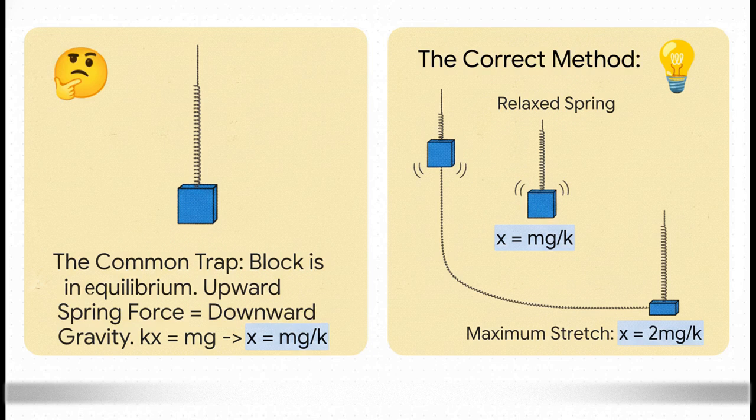The correct way is to use energy conservation. The potential energy the block loses from gravity turns into the potential energy stored in the spring. You solve that and you get 2 mg over k. Exactly double the trap answer.